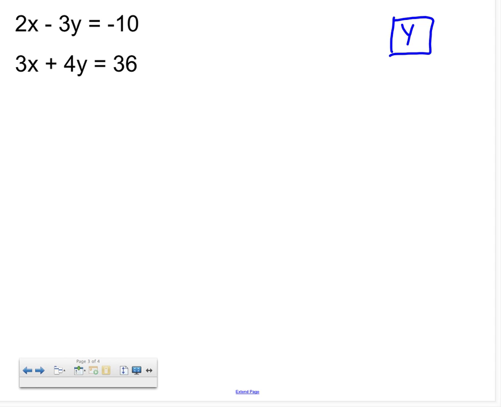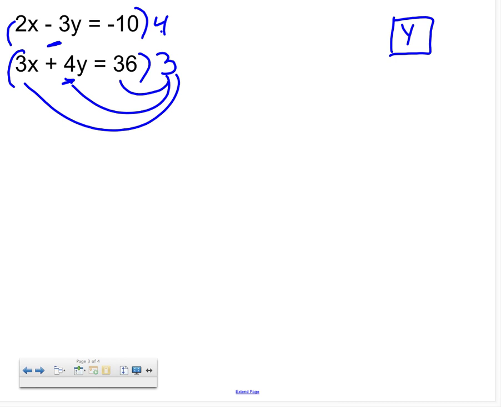Well, now that one will work, because what I can do is I can take this bottom equation and multiply it by 3. That way this 4 becomes a 12. I can take the top equation and multiply it by 4. That way this negative 3 becomes a negative 12. And that's what I want. I want one of the y's to be a positive 12, one of the y's to be a negative 12. That way when I add them together, they make a 0. Now remember, this goes to every piece of the bottom, and this goes to every piece of the top.